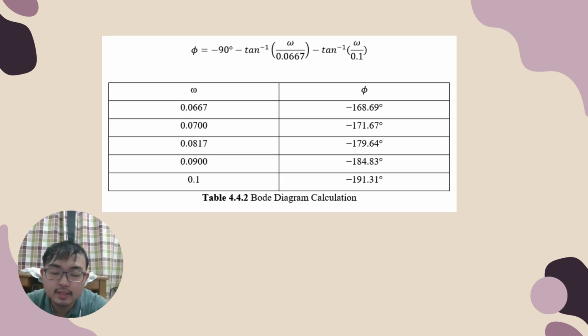We use the angle of asymptote and the poles of the transfer function to calculate the phi value. When s is equal to 0, phi of pole 1 is equal to negative 90 degrees, followed by s equal to negative 0.0667, where the phi value is equal to negative arctangent of the frequency divided by 0.0667, followed by s equal to negative 0.1, and the same, the phi value is equal to negative arctangent of the frequency over 0.1.